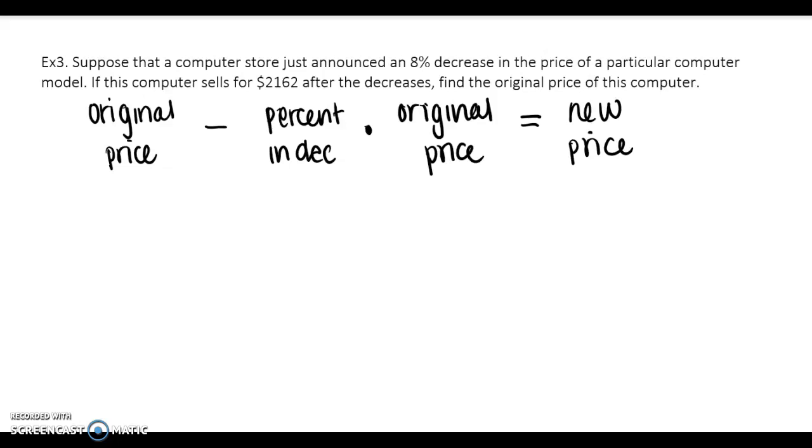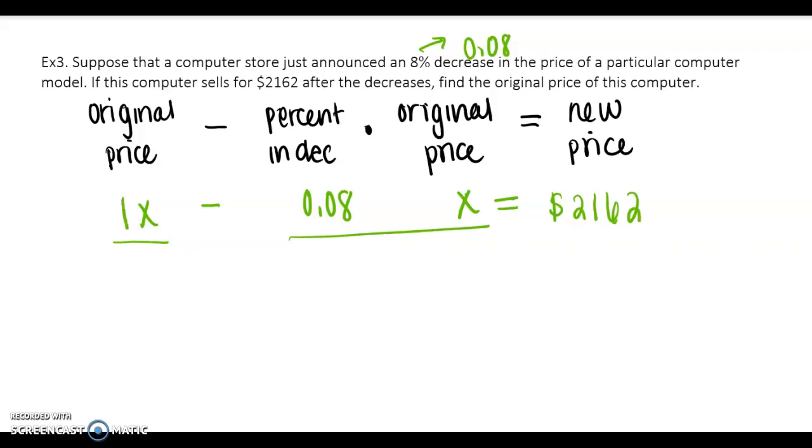All right, so let's go ahead and plug in what we know. We're looking for the original price, so that's going to be x. And then the percentage in decimal, well, that's 8%, that's 0.08. And we know what the new price is. That is 2,162.